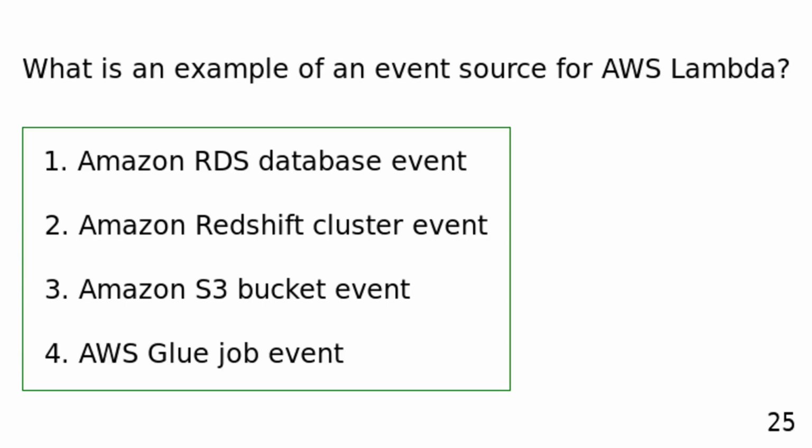What is an example of an event source for AWS Lambda? Amazon RDS Database Event. Amazon Redshift Cluster Event. Amazon S3 Bucket Event. AWS Glue Job Event.